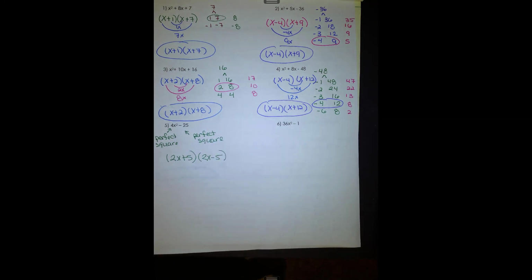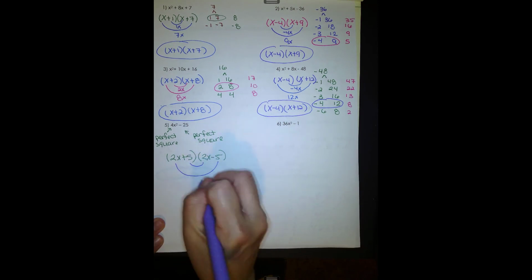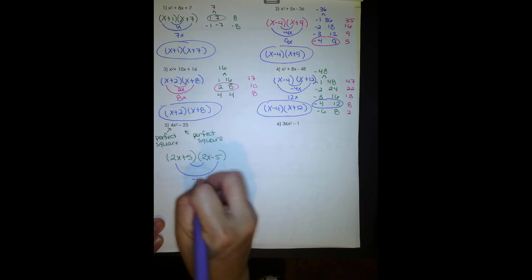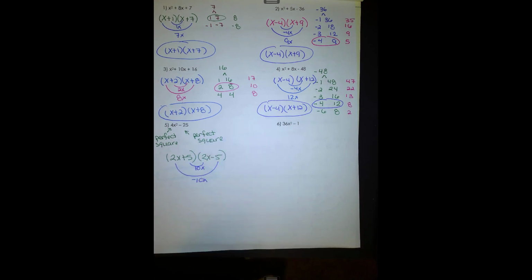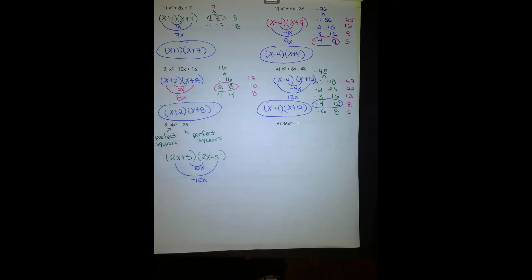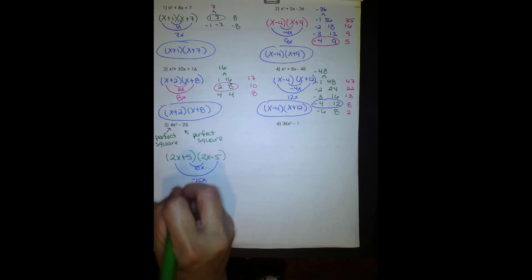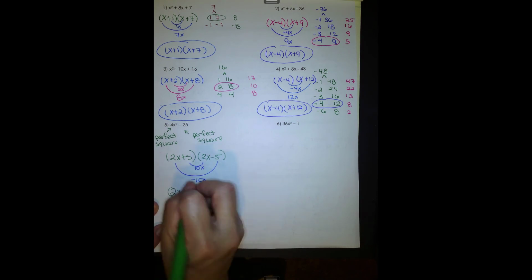And if you wanted to check your middle terms, our outer term is negative 10x, our inner term is positive 10x, and notice those add to be 0, and there is no middle term. So our answer is 2x plus 5 and 2x minus 5.